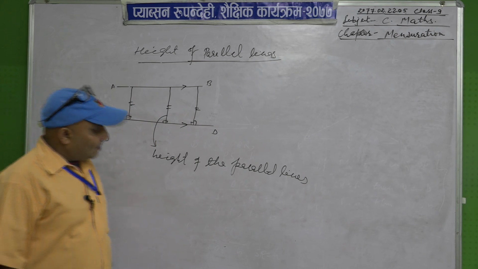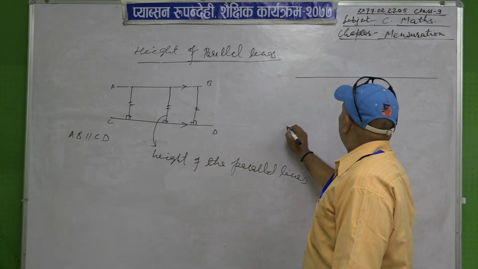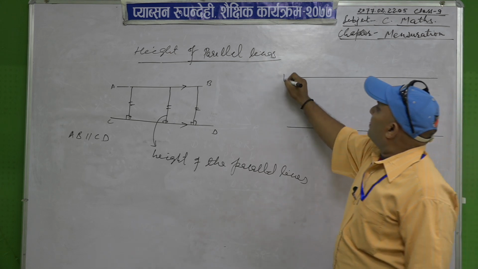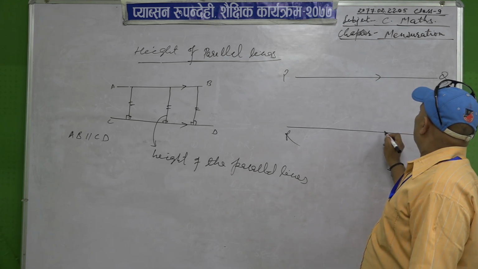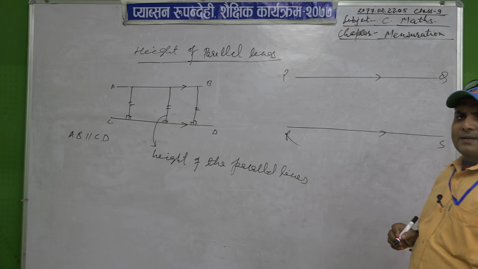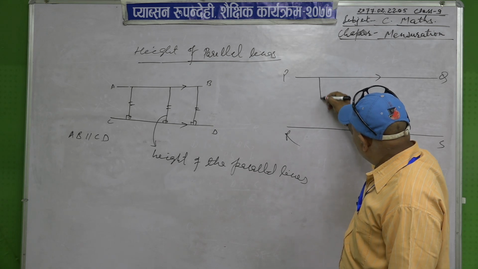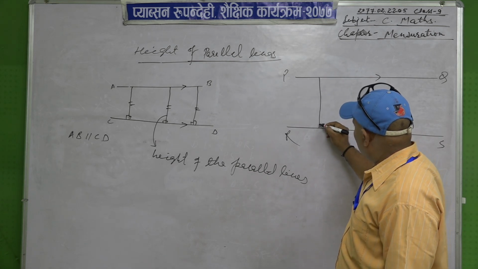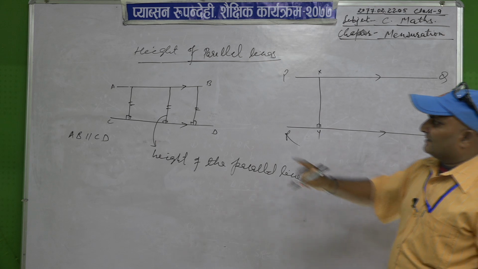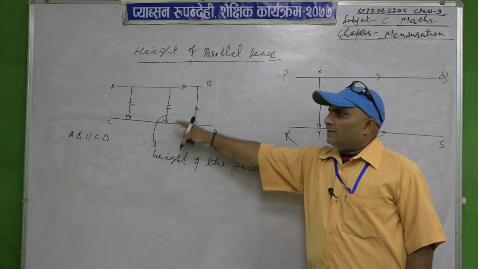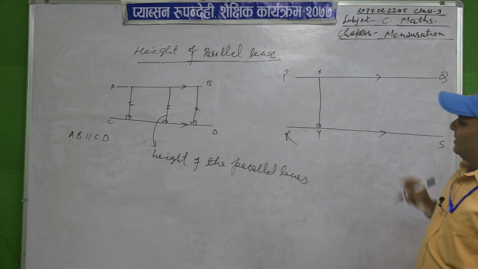Okay. Now, take another example of parallel lines, PQ and RS. Suppose these are parallel lines, and we know that the perpendicular distance of these parallel lines is the height of the parallel lines. From this example, what we know is that the perpendicular distance of parallel lines is the height of the parallel lines. In the same way we have made a height of these parallel lines.